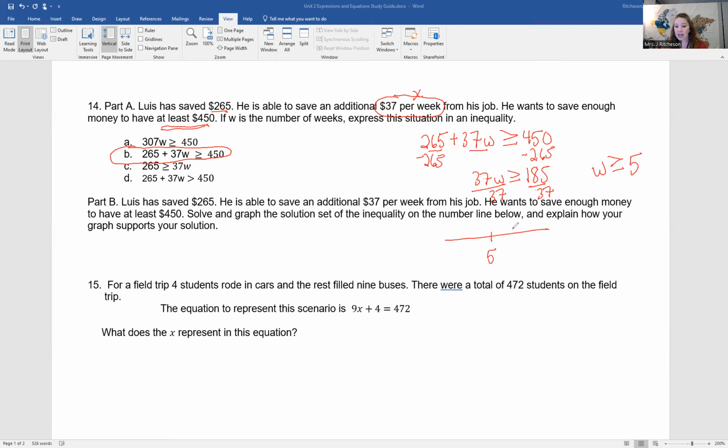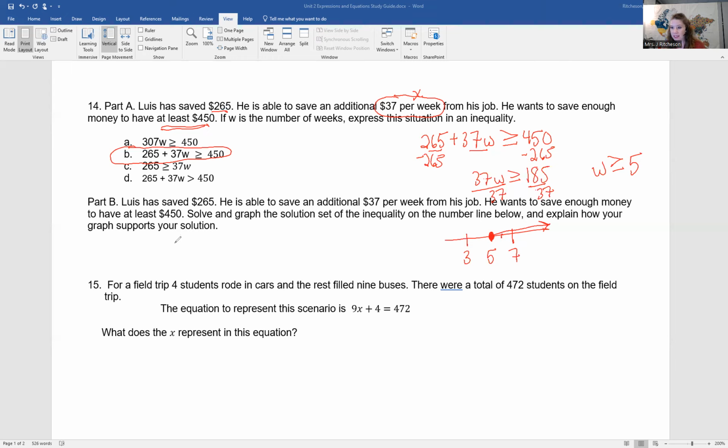So if we graph that, we're going to fill that circle in, and then our arrow is going to point to the right. Solve the graph of the solution set and explain how your graph supports the solution. So it's filled in because if he saves money for 5 weeks, he'll have $450. And since he wanted that or more, if he saves money for 6 weeks or 7 weeks or 8 weeks, he would have more than $450.